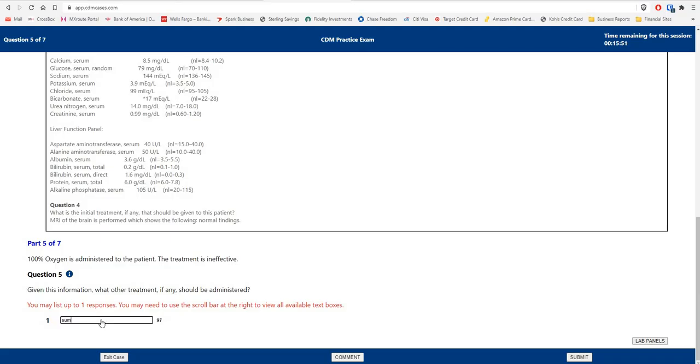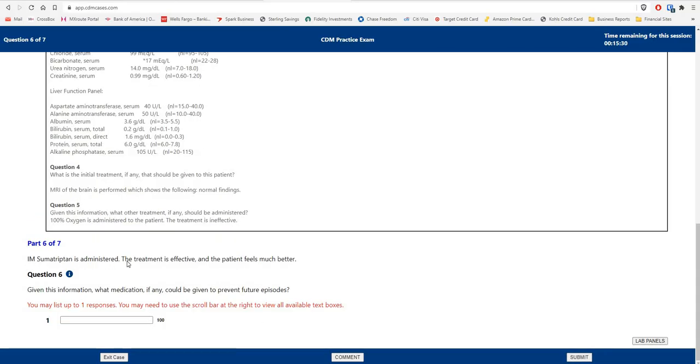So let's do sumatriptan intramuscularly. Okay, so you have to put the route. If you don't put the route, like by mouth, intravenously, intramuscularly, sublingually, you'll get it wrong. So you got to do that. So let's submit this. All right, IM sumatriptan is administered. Treatment's effective. Patient feels better.